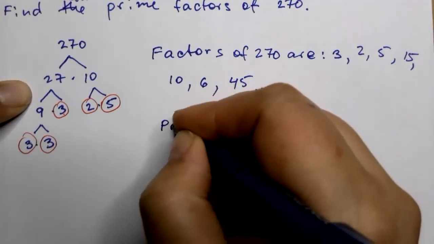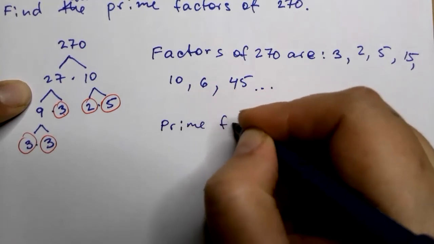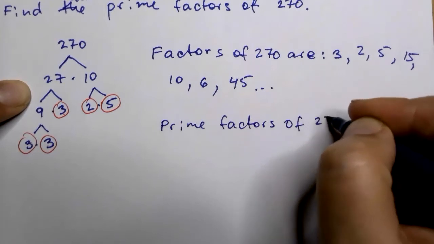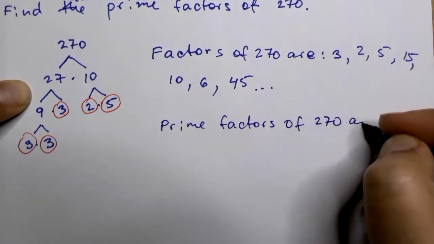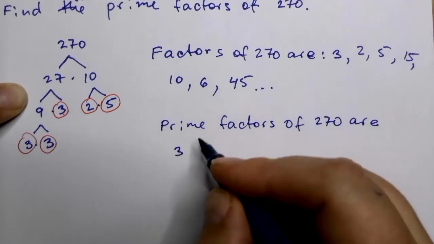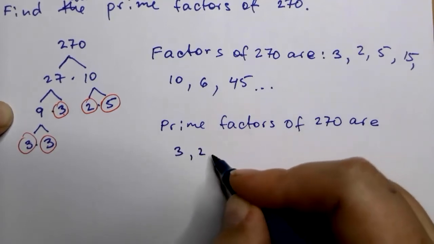So the prime factors of 270 are 3, 2, and 5.